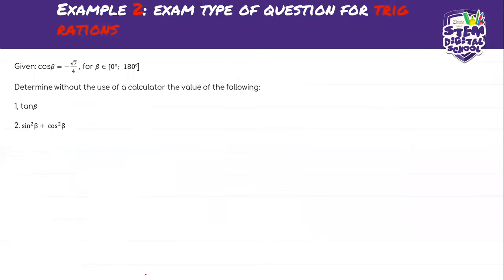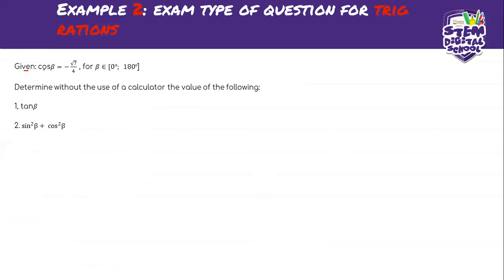All right, we now have example 2. It's the exam type of question for trig ratios. Now let us look at this question. We no longer have that diagram. In this case, we don't have a diagram, but we still have to calculate using the trig ratios. Let us see how we are going to answer this question.